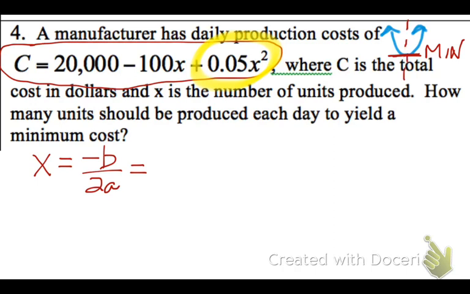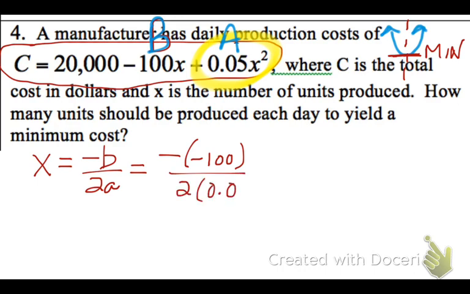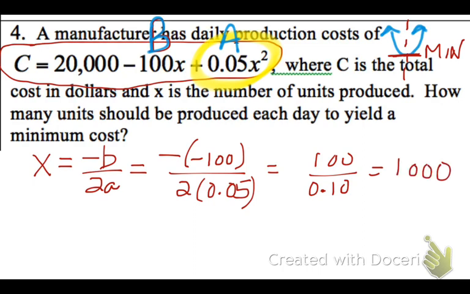So let's see, this is the b here, and this is the a. So we have negative b over 2 times a. That would be 100 over 0.10. It sounds like it's going to be 1,000. How many units should be produced each day to yield a minimum? So the answer is 1,000 units should be produced.